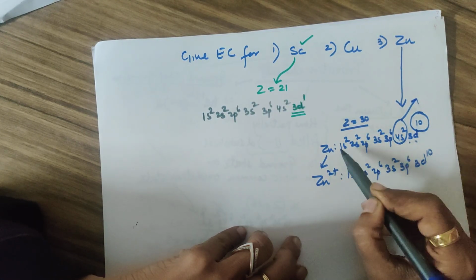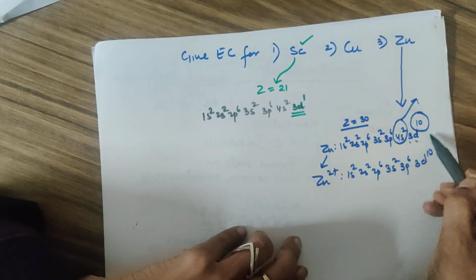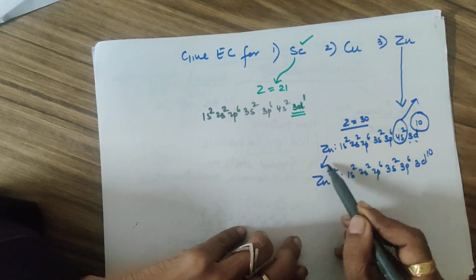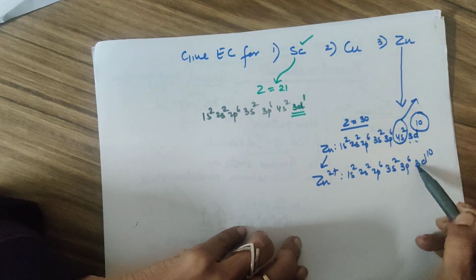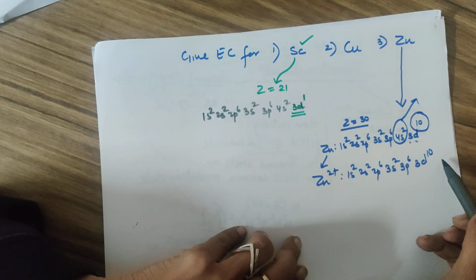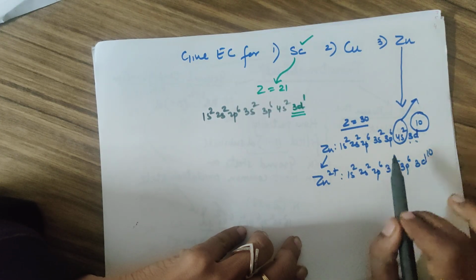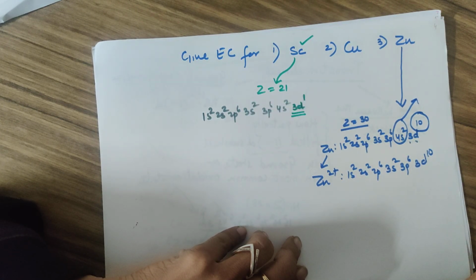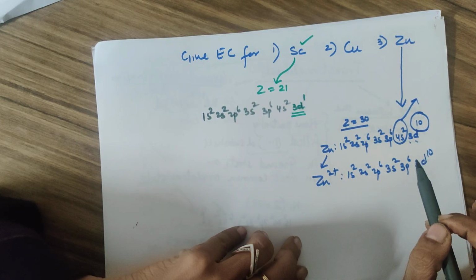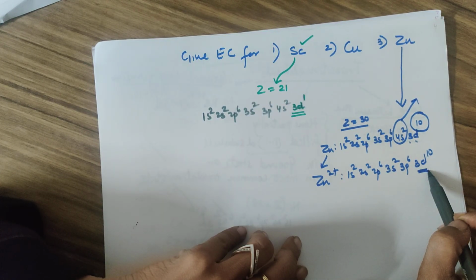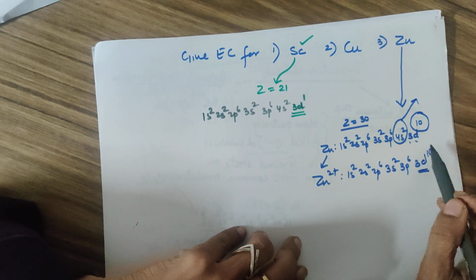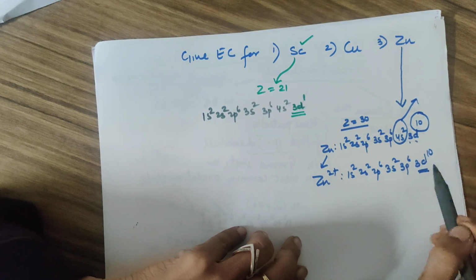Now, zinc in its ground state does not have a partially filled d subshell. Zinc in its most common oxidation state also does not have a partially filled d subshell. So this is not considered a transition element. Agreed? It is placed in the d block because you're filling the last electron in the d, but it is not considered transition because it does not have a partially filled d subshell.